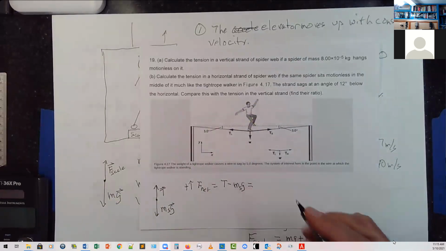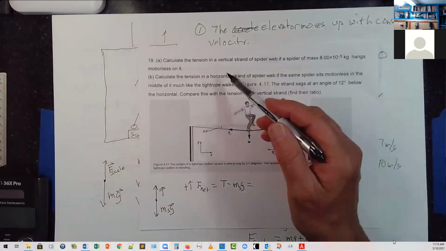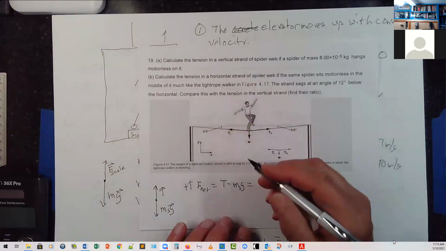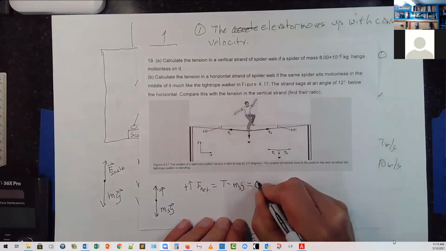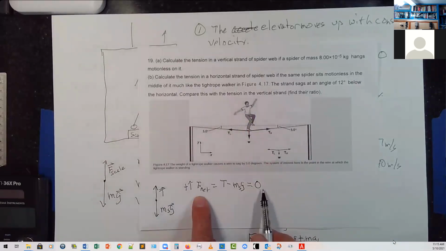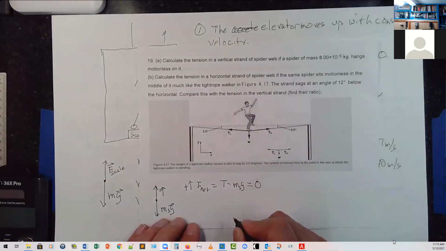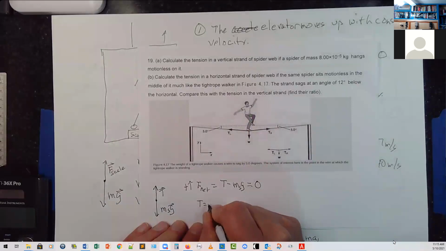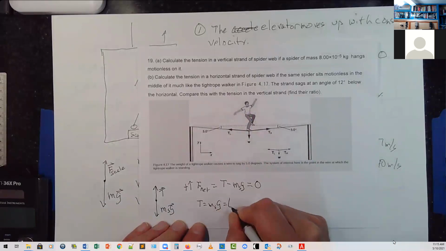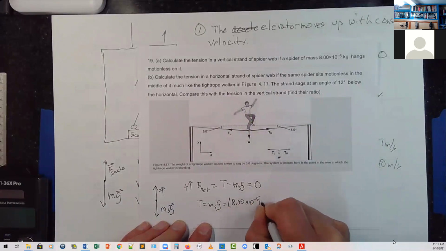And the spider is being supported by this. It's not accelerating upwards or downwards. And so that's going to equal 0. The net force is 0 when the object is not accelerating, because F net equals ma. So the tension is just going to equal the weight of the spider, M sub s g. I'll just plug in the numbers here: 8.00 times 10 to the minus 5th kilograms, and 9.81 meters per second squared.